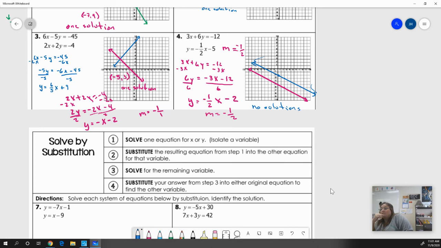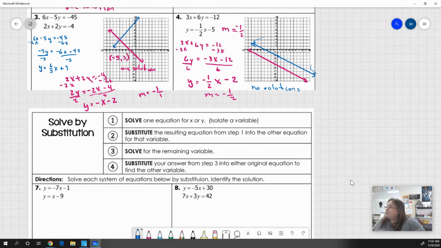Substitute the resulting equation from step 1 into the equation for that variable. Solve for the remaining variable. Now, all of this sounds really crazy. And substitute your answer into step 3. Let's see what it looks like in real life.